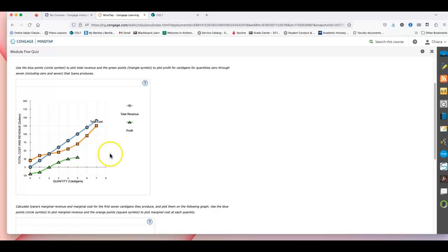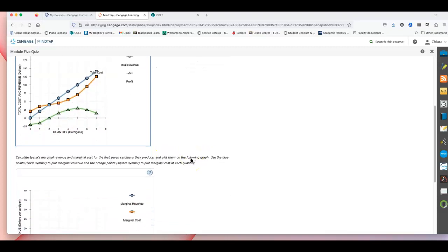Now, obviously, your numbers are going to be a little different, but this is the path, the steps that you need to follow to build this chart. At a quantity of 6, I have a total revenue of 120 minus a total cost of 95. So that's 25. So 6 and 25. And then at 7, I have a total revenue of 140, a total cost of 125. So that will be profit of 15. And I've built my total revenue curve and I've built my profits curve. So now I can move on.